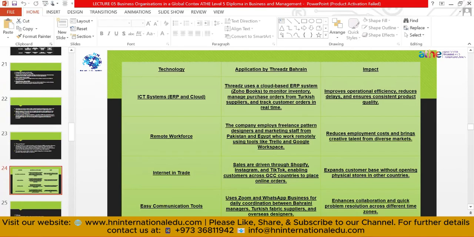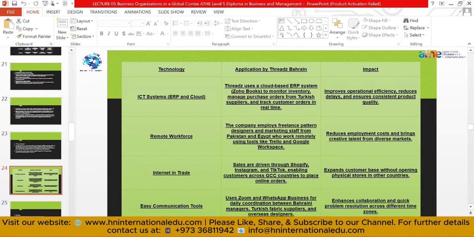Remote workforce: the company employs freelance pattern designers and marketing staff from Pakistan and Egypt who work remotely using tools like Trello and Google Workspace. What are these? These are all the softwares which we're using, right? According to organizations, their types, their liking, their affordability factors. It reduces employment costs and brings creative talent from diverse markets. And we're able to meet new people.